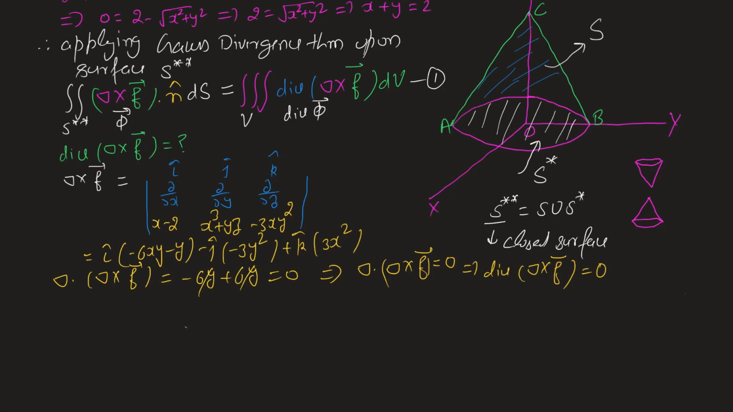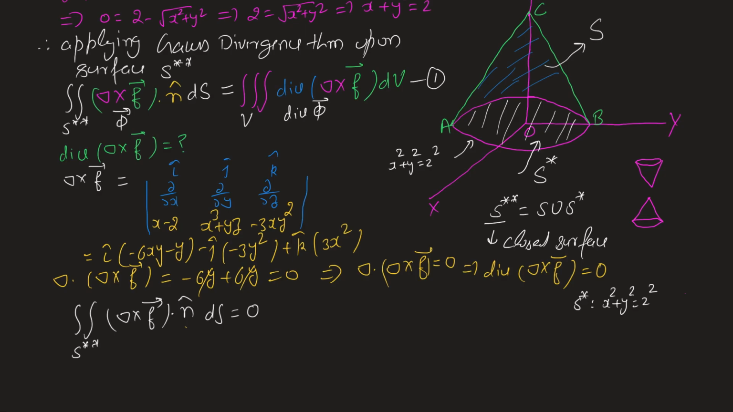From equation 1 we can write the integral over S double star of del cross F dot n cap ds is equal to 0. But here we see that this surface S double star is a closed surface consisting of the upper curved surface S and the circular base. If I say here S star is a circular base, whose circle is centered at origin and having radius 2, so this is the circle x square plus y square is equal to 2 square. So this is a circle.